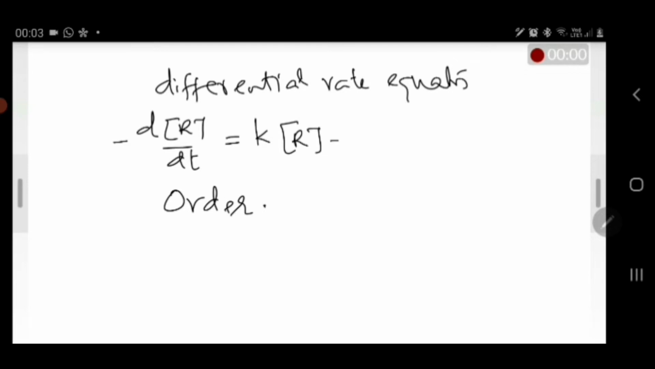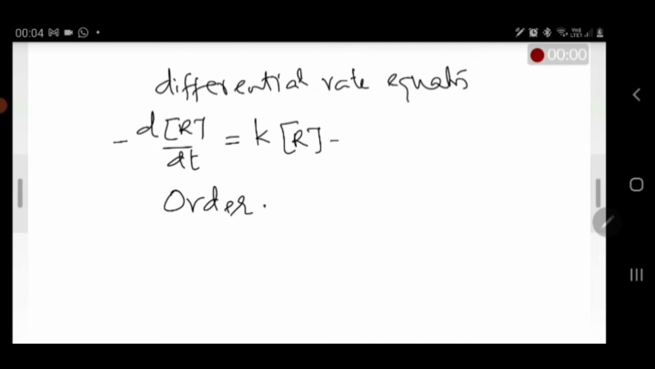So, the order of the reaction will tell you to what extent an increase in the molar concentration of a particular reactant will increase the rate of the reaction. The sum of the powers of the molar concentration terms of the reactants together is what we call the order of the reaction. So, the order of the reaction is very important.